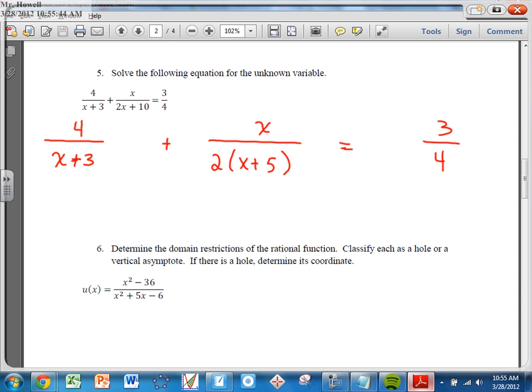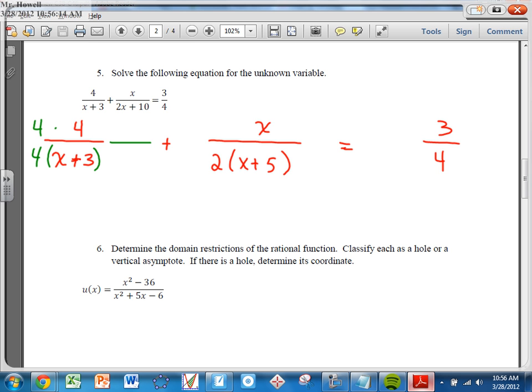Now, Marcus, tell me something about this equation. What's missing somewhere? I need a common denominator, right? Yeah. So tell me what's missing. From the far side right here, you're missing a 4. And then you're missing a 2x plus 5. Why not? You're just missing the x plus 5.